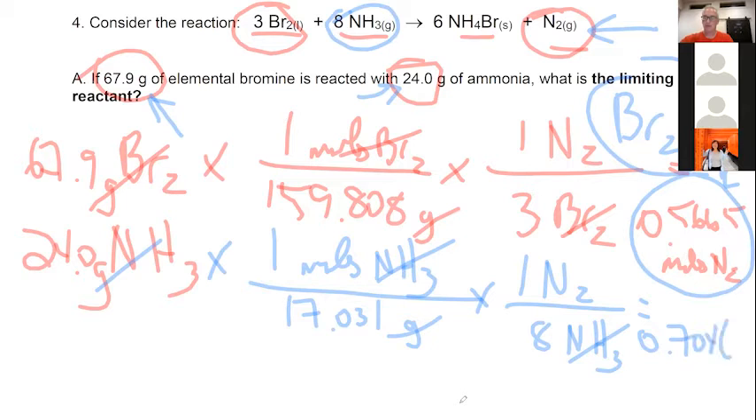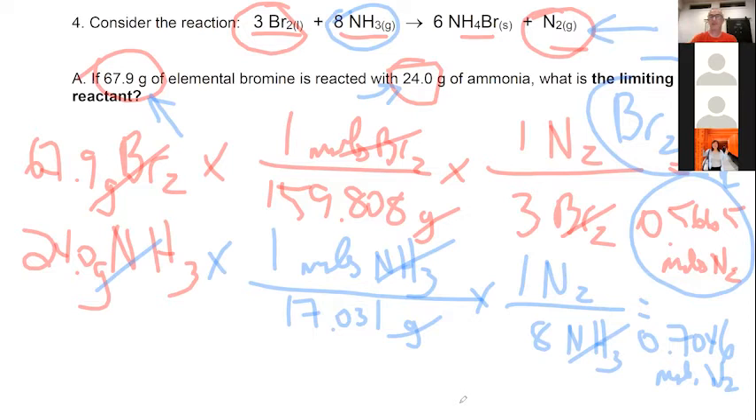So that is all I'm interested in knowing: when I react all the bromine, how much product do I get? When I react all the ammonia, how much product do I get? And so we pick one of the products. You can pick the other one if you like. It doesn't really matter.